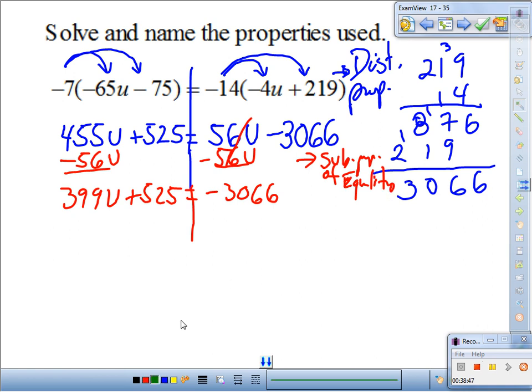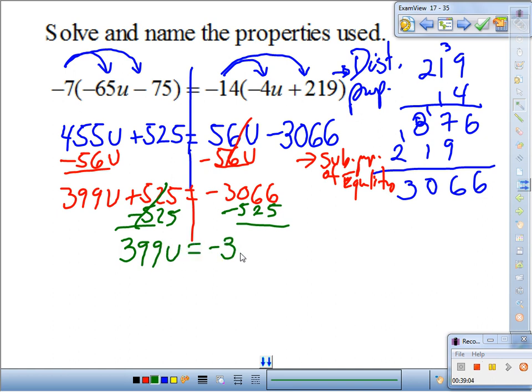What's my next step, CJ? Subtract 525 to each side. This cancels. We're left with 399u equals -3,591, is that correct? All right. What did I do to each side right here? So write it again. Subtraction property of equality.